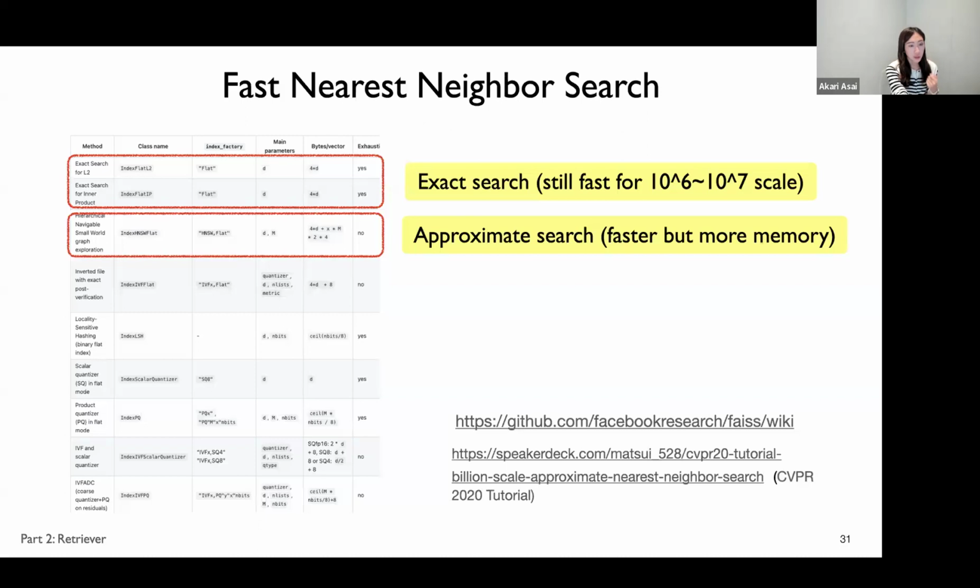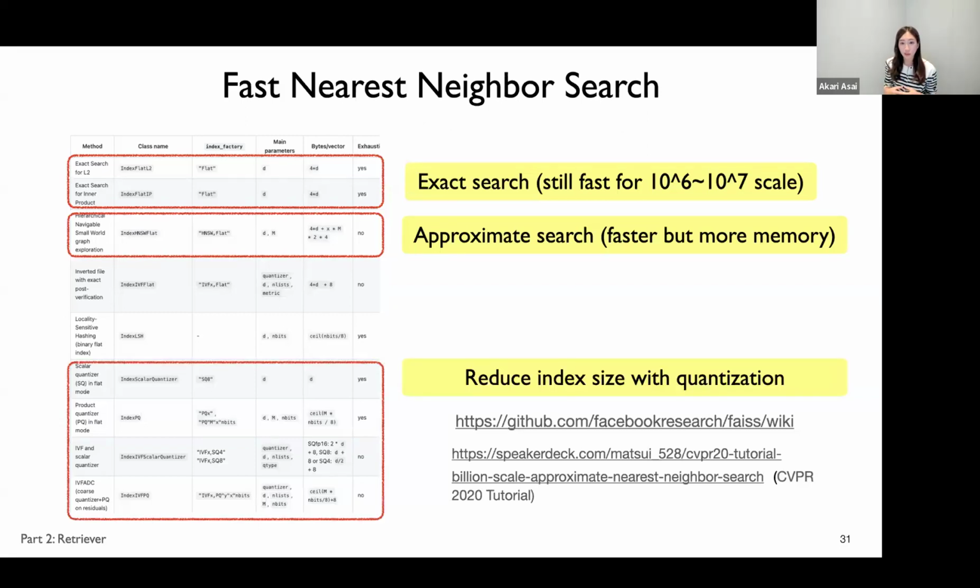But this method requires much larger memory and storage for indexing. Another consideration for practical application is the total size of the index. If your embeddings are on the order of tens of millions, like English Wikipedia, then even with the best retrieval models, you end up consuming around 100 gigabytes of memory. So to minimize index size, you can also explore quantization or binary embedding methodologies.